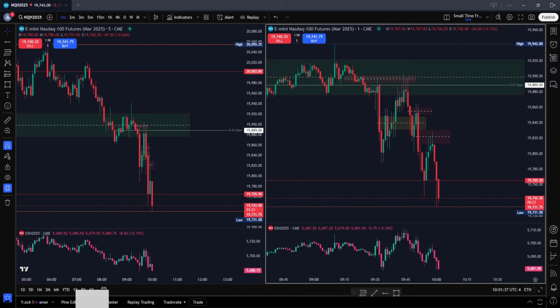Remember, smart money always leaves clues, as inversion fair value gaps, as volume imbalances. The question is, are you reading them right away?